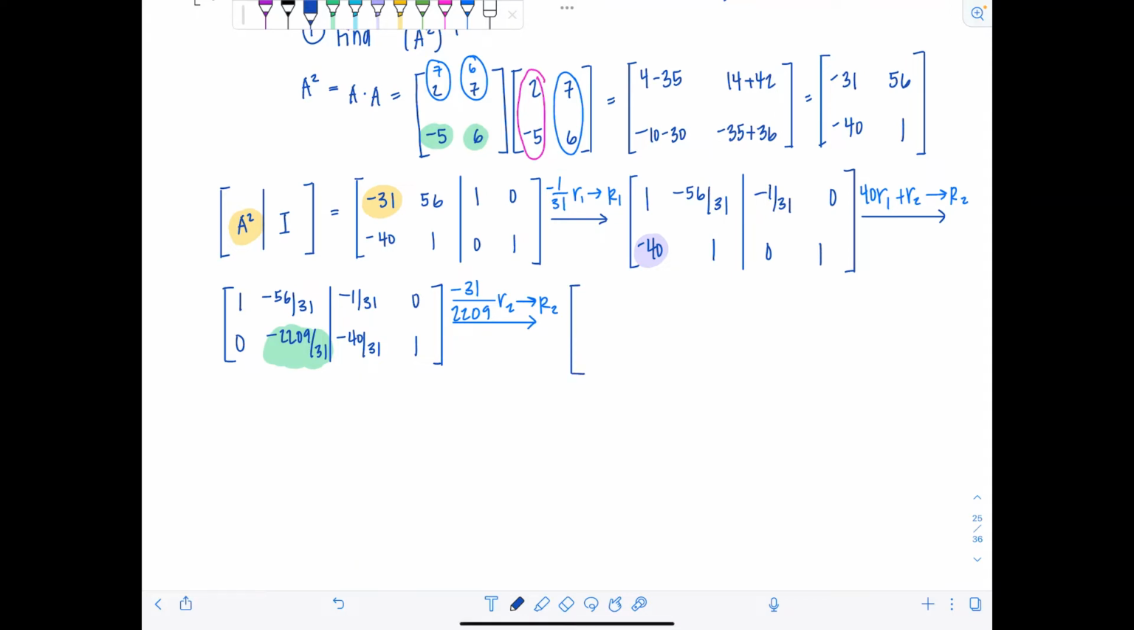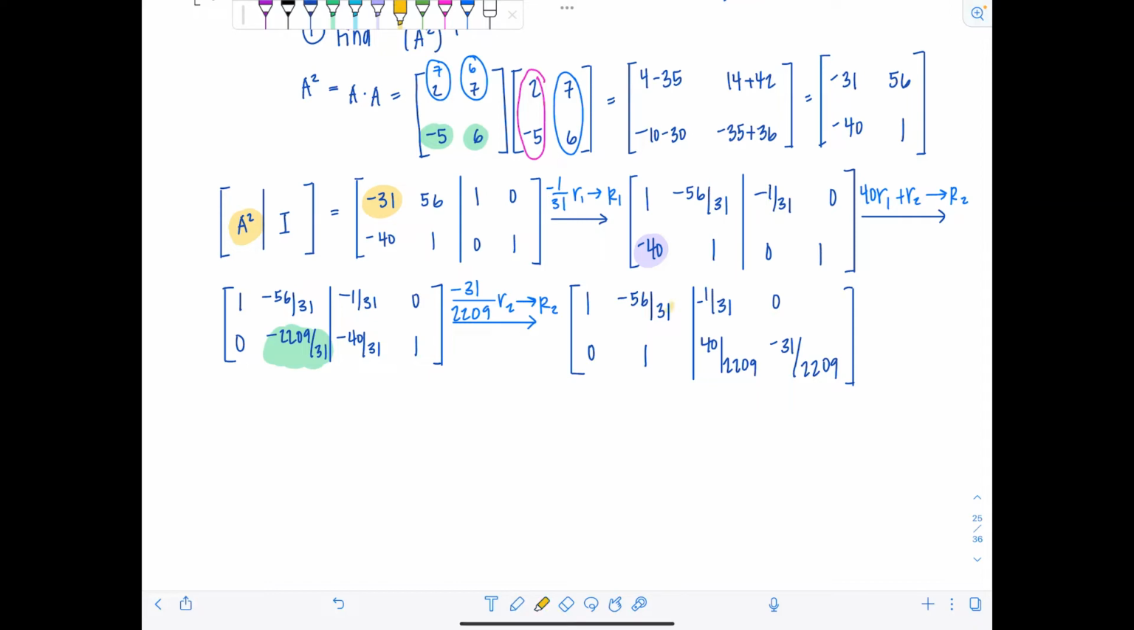We will have 1. Okay, row 1's not changing. Let's rewrite it now. Negative 56 over 31. 1 over 31. Oops, negative. And 0. And then now my new row 2 will be 0, 1, 40 over 2,209, and negative 31 over 2,209. Love it. Okay, almost done.